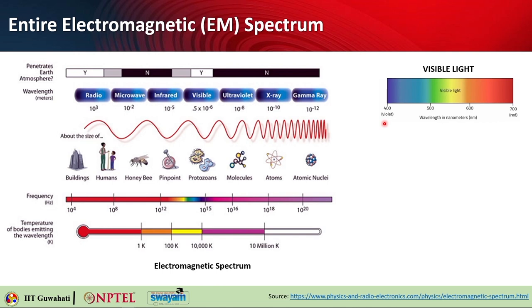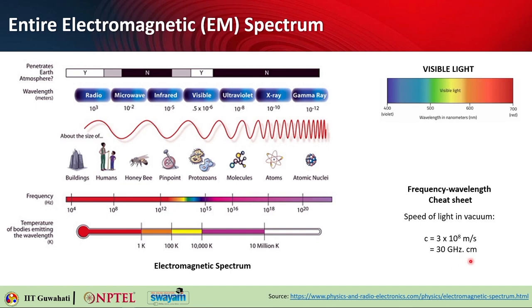400 nanometer, or 380 nanometer to be precise, to 700 or 780 nanometer in some literature. So 380 to 780 nanometer is visible to human eyes. And when we talk about wavelength and frequency, I believe all of you remember this cheat sheet for converting frequency to wavelength. If you express the speed of light in vacuum, c, that is 3 times 10 to the power 8 meter per second, as 30 gigahertz centimeter, that allows a quick conversion. So if you have 30 gigahertz frequency, the wavelength is 1 centimeter. If you have 1 gigahertz frequency, the wavelength will be 30 centimeter. That way you can quickly convert between frequency and wavelength.